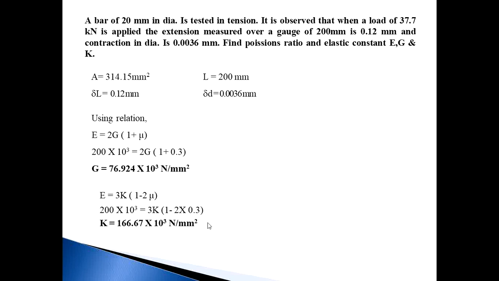This is the solution to find the elastic moduli. To calculate the elastic moduli, we know the change in length and change in diameter. Using the change in length and change in diameter, we can calculate Poisson's ratio. And using the change in length, we can calculate Young's modulus E. If you know Young's modulus E and Poisson's ratio, the remaining two moduli we can find easily using the relations between the three elastic moduli.